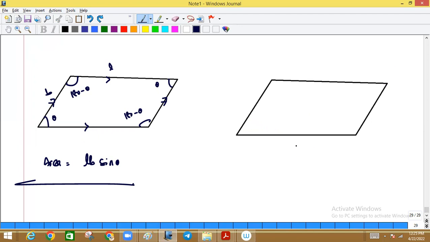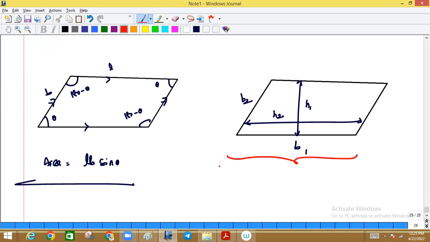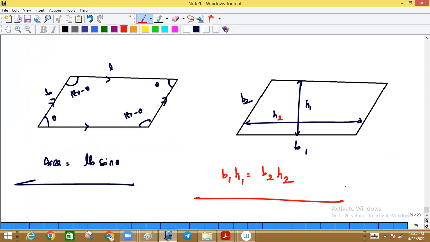Understood? Suppose this is B, this is L. Or else take it as B1, this is B2. Distance between these two parallel sides is H1. Distance between these two parallel sides is H2. Therefore, you can always find the area by using B1, H1. So B1, H1 is equal to what? B2, H2. Because you find the area by using the base as B1 or B2. In both cases it is the same. Right? So B1, H1 is equal to B2, H2. So these are the properties of four things.